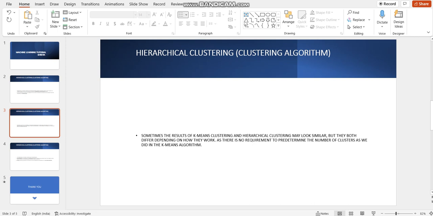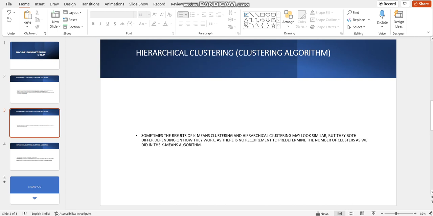how is hierarchical clustering different from k-means clustering? Here a statement is written: sometimes the results of k-means clustering and hierarchical clustering may look similar, but they differ depending on how they work. That is, the final output of both may be similar, but the process of getting the solution is different for hierarchical clustering and k-means clustering.